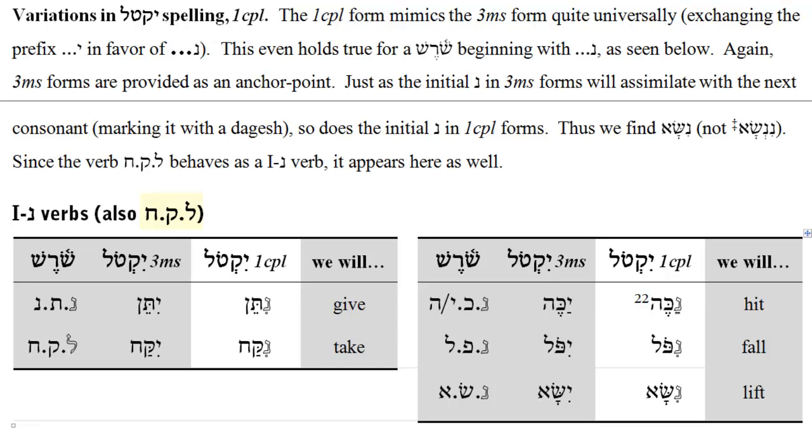Included with this first nun group is lakach, since it behaves as if it were a first nun verb. We'll read them aloud, follow along and repeat. Nakeh, nipol, nisa, nitain, nikach. Please become accustomed to the meaning with these. Each one means we will, followed by whatever is the specific meaning of the particular verb.